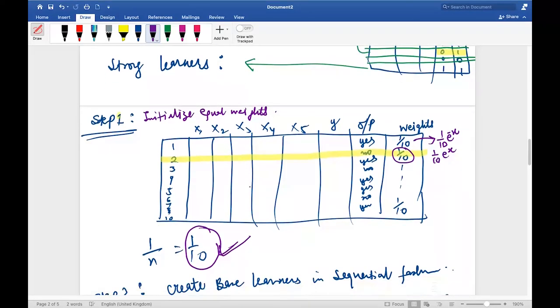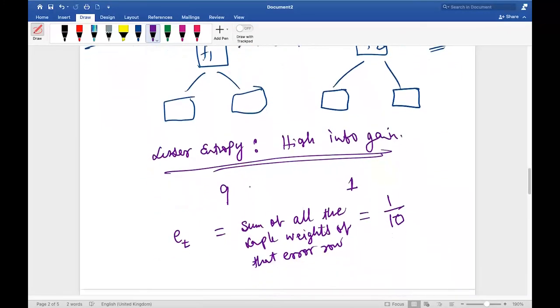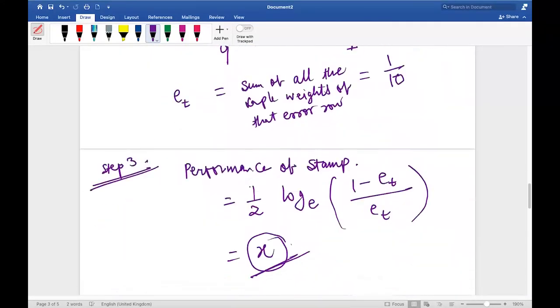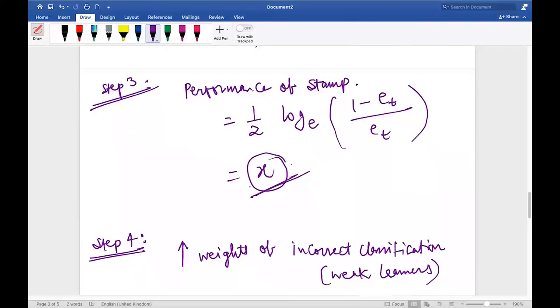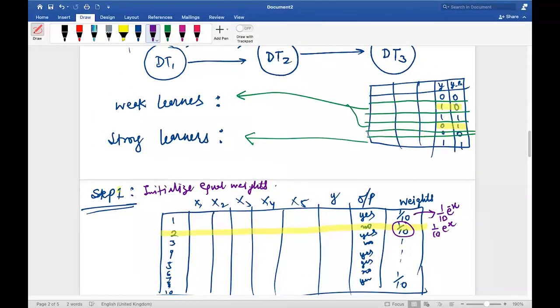You got it? Hello? Yes. You got what the concept is here? No one will speak. Till where did you get the concept? Tell me, after that I'll explain.